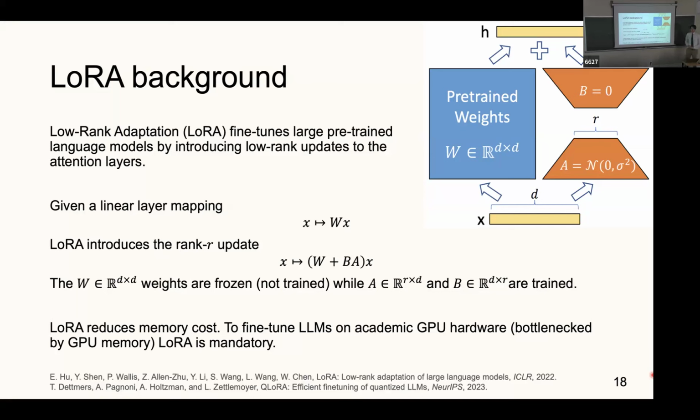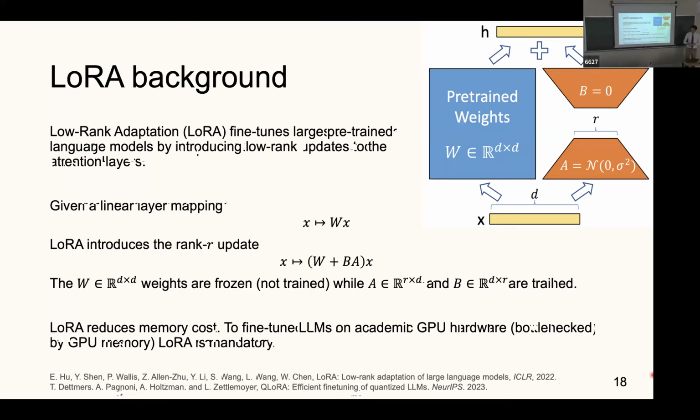B times A is a rank R product. B is a tall, skinny matrix, and A is a flat matrix, so that it's only rank R, and you have much fewer parameters than D squared in B and A. The weights W are acquired through the expensive pre-training process, and then after that they're frozen and not updated, while the low rank factors A and B are trained during the fine-tuning process. LoRA is primarily used to reduce memory cost.